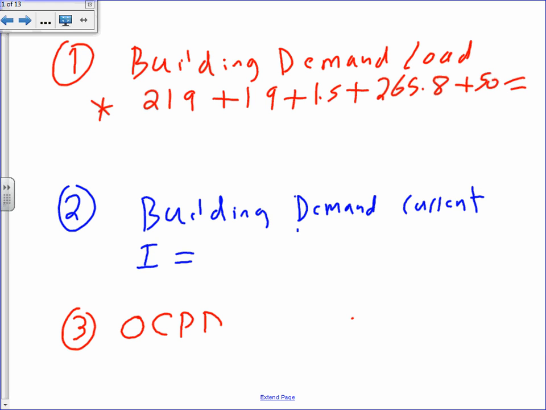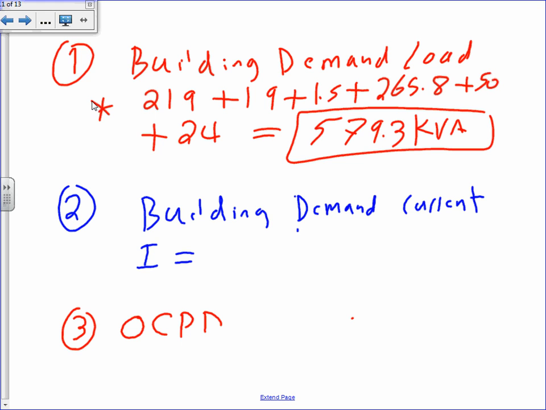555. You're missing one. What am I missing? Computer load, which is 24. Plus 24. Thank you. Okay, now add 579. That sounds about right. 579.3 kVA.